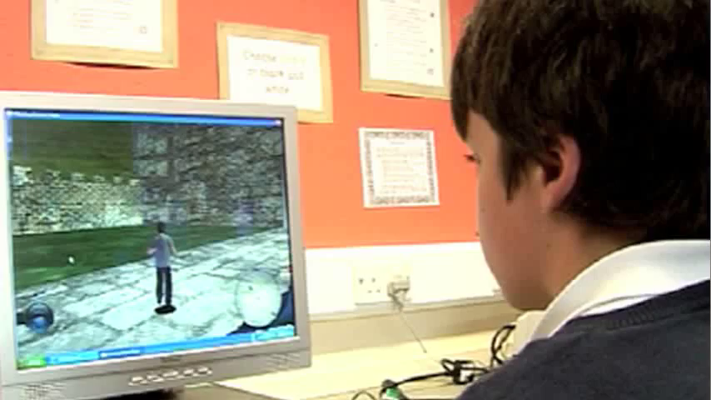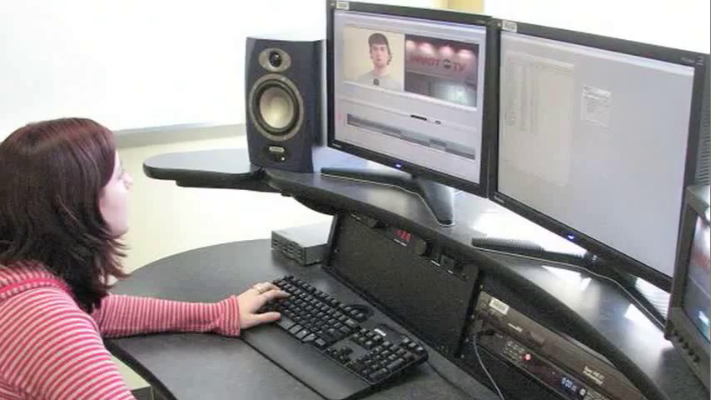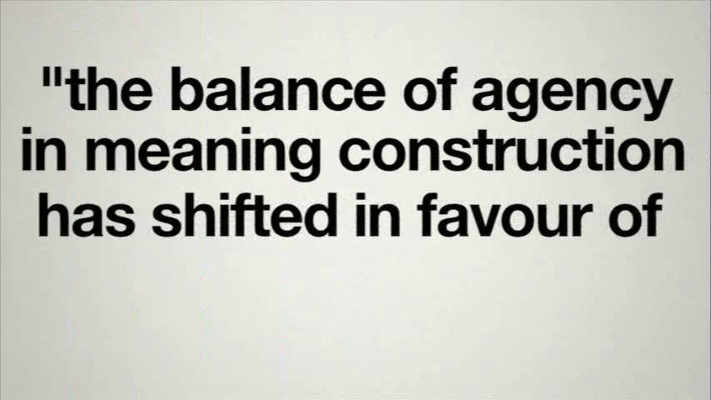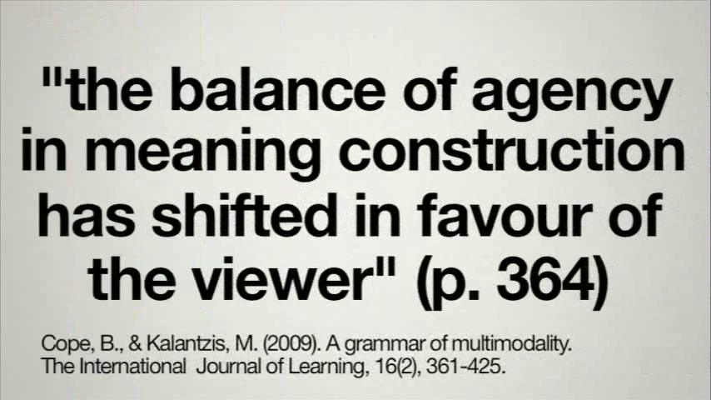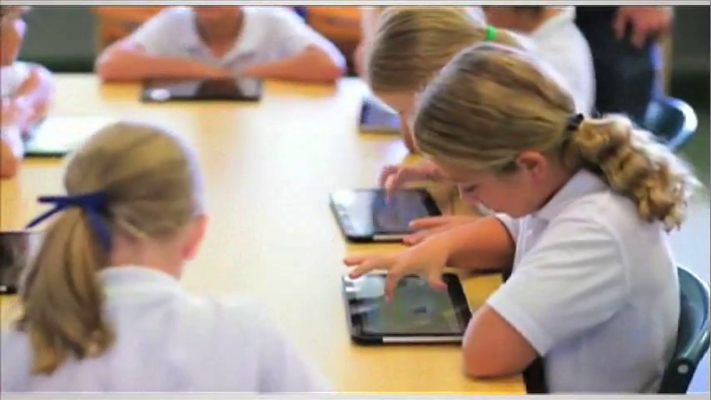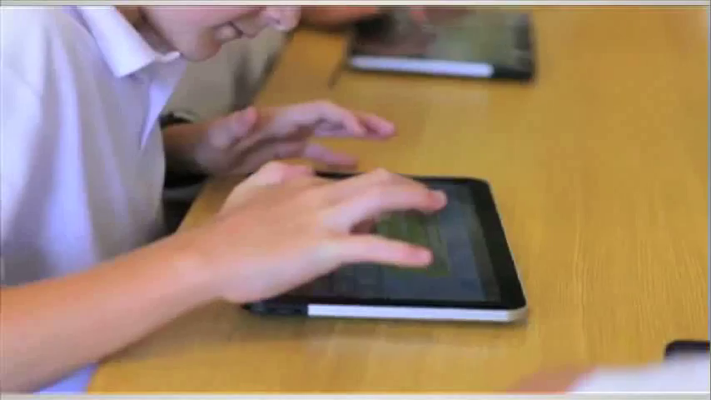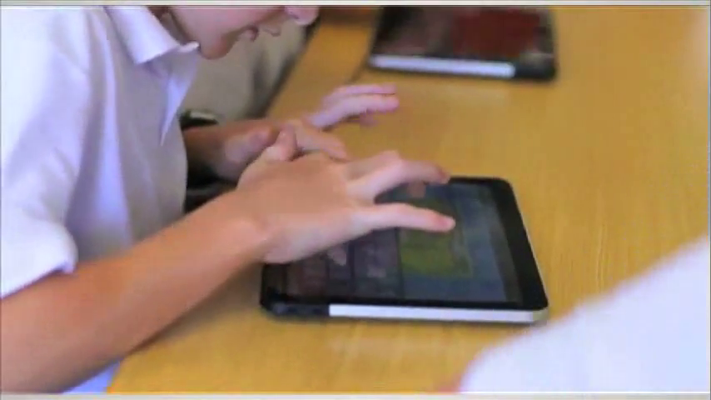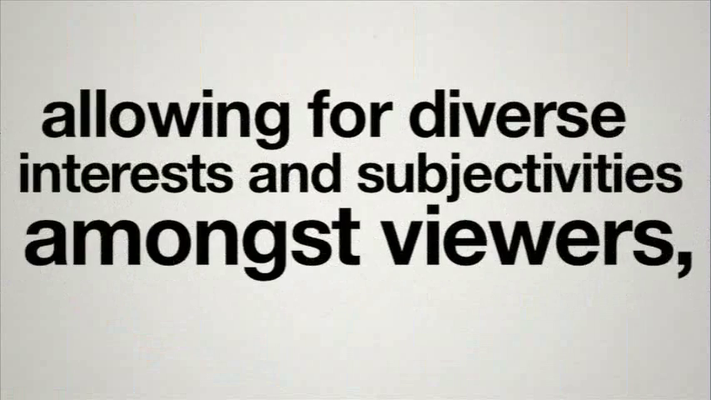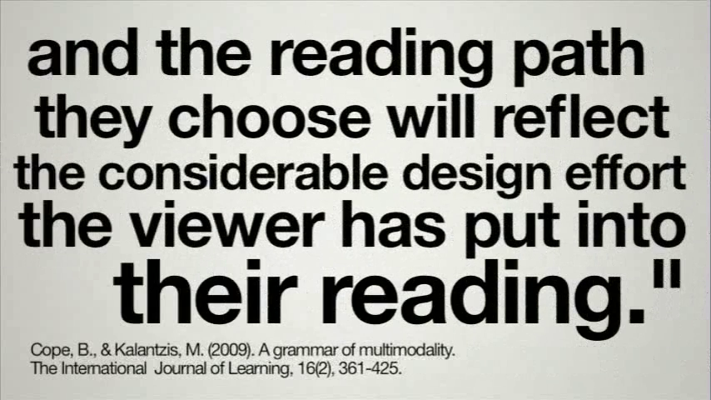Considering that meaning is interpreted or designed by the reader of a multimodal text, Cope and Kalantzis track the role of the reader and how the balance of agency and meaning construction has shifted in favor of the viewer. Positioning the viewer of a screen as a reader of a multimodal text via any digital media, that is, websites, television, video games, etc., sheds new light on how such media are indeed read. Today's screens are designed for many viewing paths, allowing for diverse interests and subjectivities amongst viewers, and the reading path they choose will reflect the considerable design effort the viewer has put into their reading.